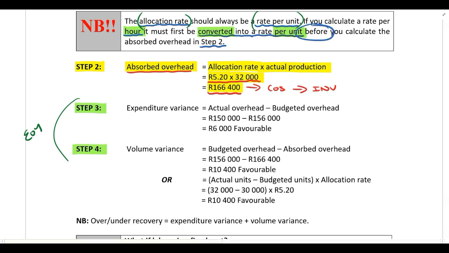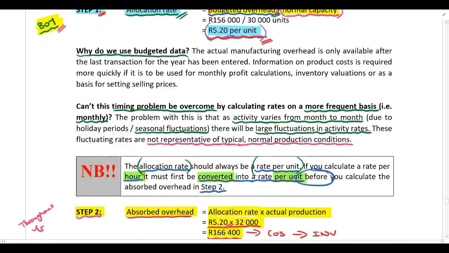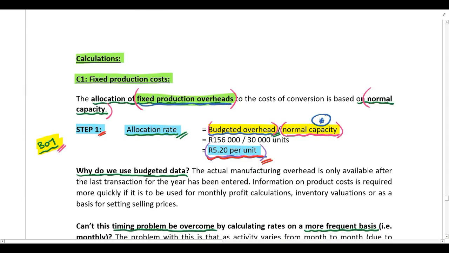Please note that step 2 will happen throughout the year. So every time the company produces 1 unit throughout the year, they will allocate 5.20 Rand in order to cover their fixed production overhead costs. But now when we get to the end of the year, we will know what our actual fixed overhead cost for the year is. And remember, the problem is, because we had to perform this calculation at the beginning of the year, this calculation was based on budgeted information.